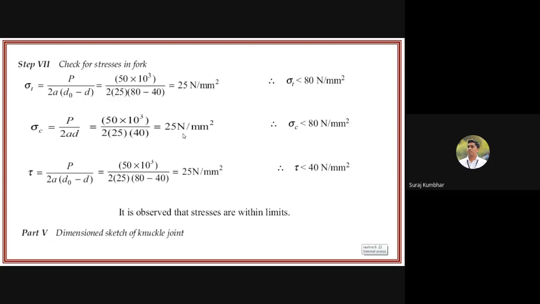So finally, we need to draw the cross-sectional view of the knuckle joint, and you have to show all the dimensions on that particular diagram. This type of problem may be asked for 6 to 8 marks. You need to remember the formulas only. Just put the values in the formulas and get the answer. That's it, and that will give you full marks. So this is about the knuckle joint.